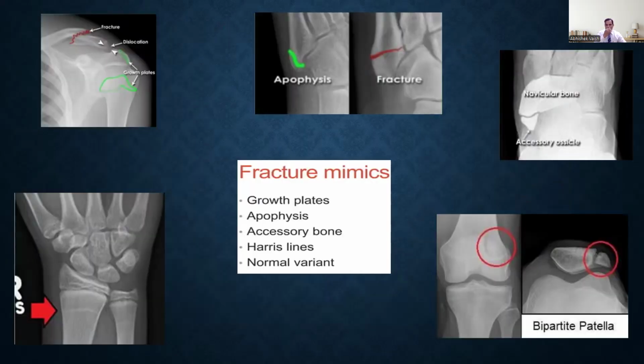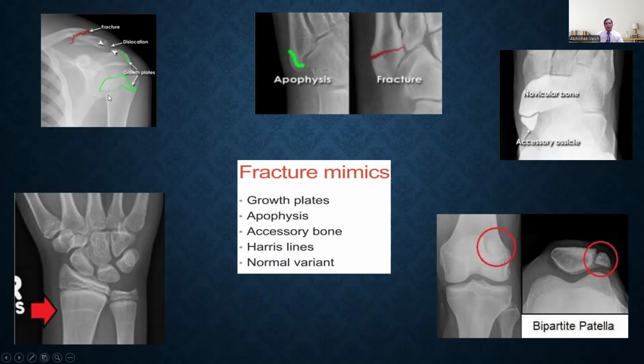So you should also know a little bit about what mimics a fracture on an X-ray. Sometimes if you don't know, then you can misdiagnose them as fractures, and the patient might be in a plaster or a splint for unnecessary 3 or 4 weeks, which may delay his activities and also unnecessarily cause stiffness around the joint. So what are the fracture mimics?